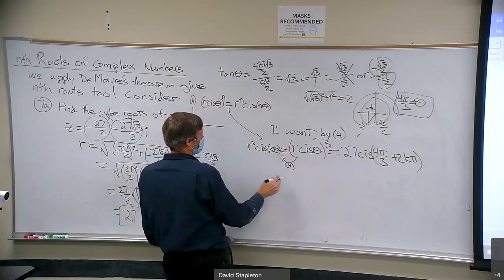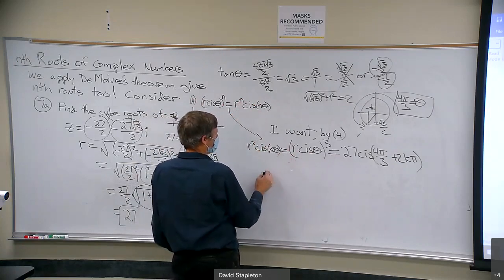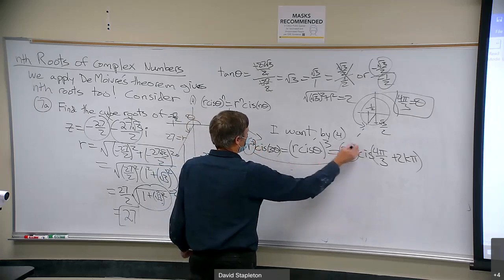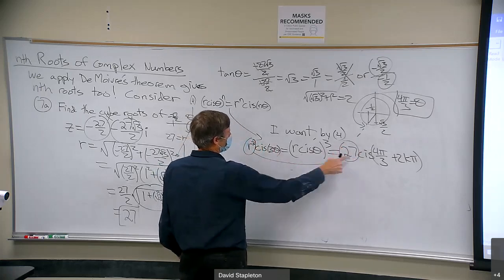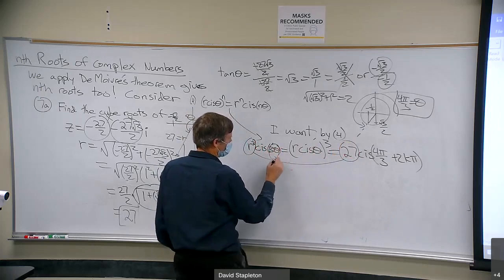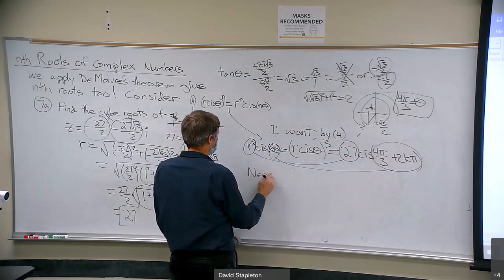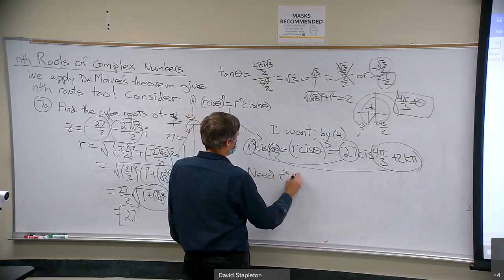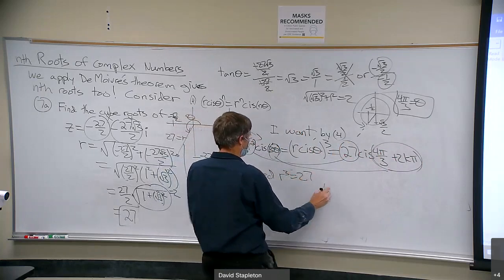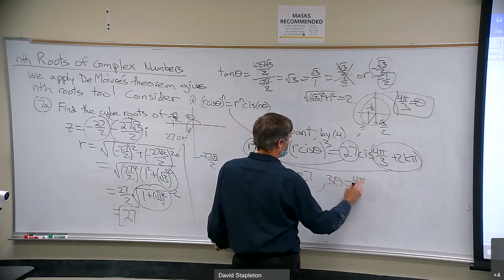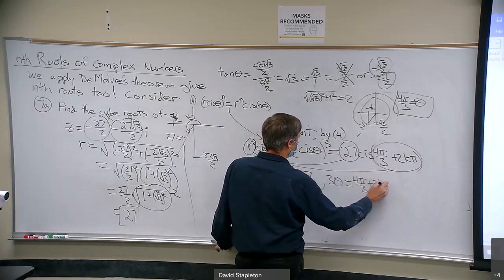Well, now how can these be equal? We need r cubed equal, right? This is the r for this number, it has to be the r for this number, and the angle for this number has to be the angle for this number. So we need r cubed equals 27 to find r, and 3 theta equals 4 pi over 3 plus 2k pi to find theta.